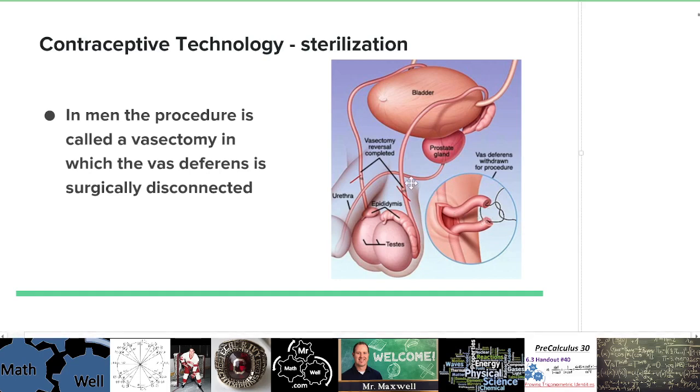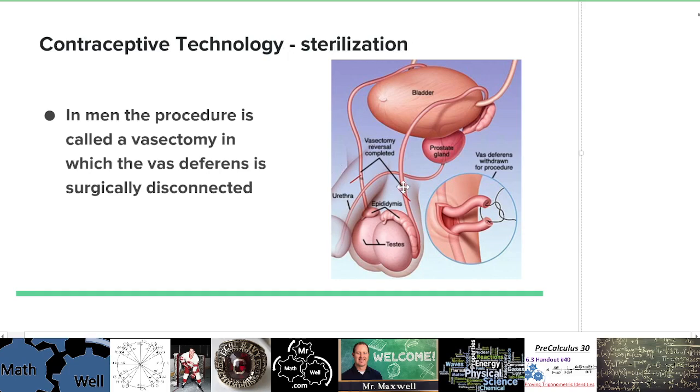Now I guess it is important to note here too, because you may eventually have questions, that when these things happen, the hormones and the fluids still get produced. The sperm just doesn't get there, but the seminal fluid is still created, and the sexual act and the ejaculation of fluid all still happens. It's just that there's no sperm inside there, so that's why it's a sterilization.